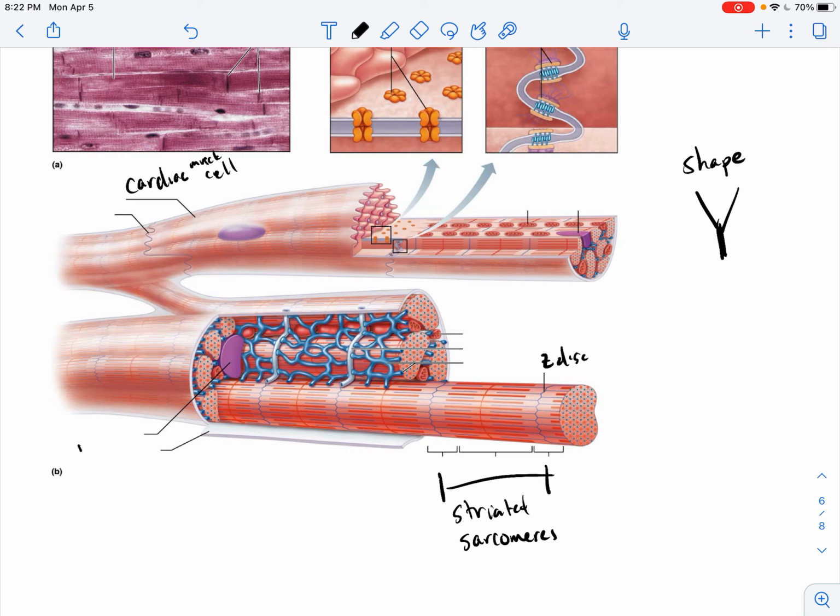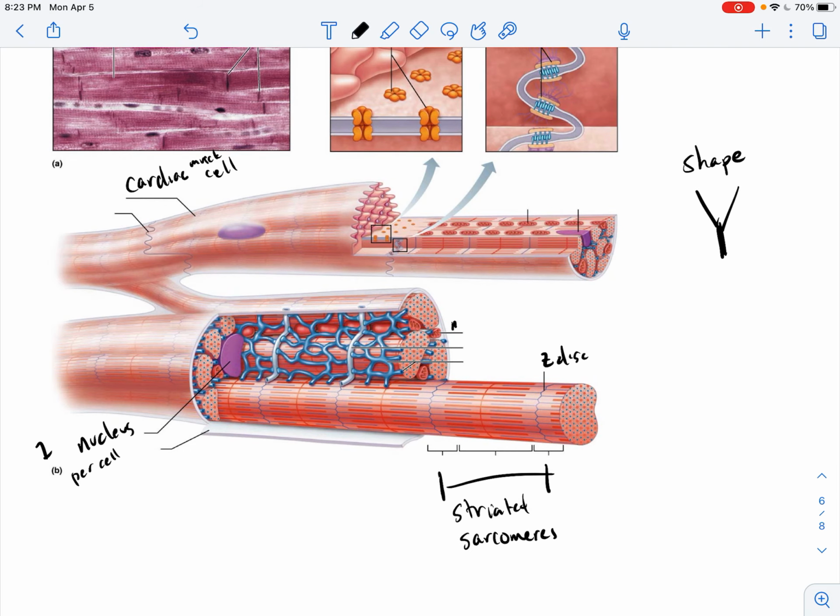One major difference is that there's usually only one nucleus per cell, sometimes two. But another big difference is that there are actually way more mitochondria in muscle cells found in the heart than there are in muscle cells found everywhere else. In fact, if you look at the image up above, you can just see how many mitochondria there are.